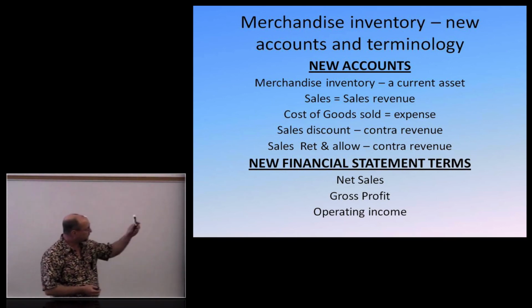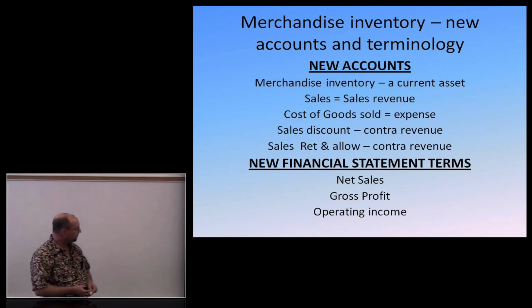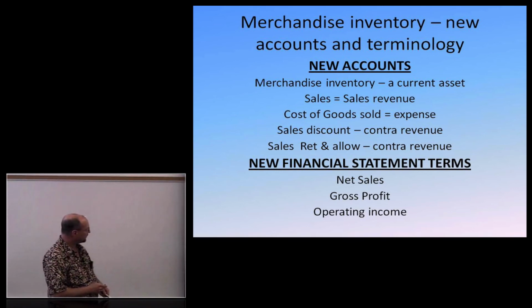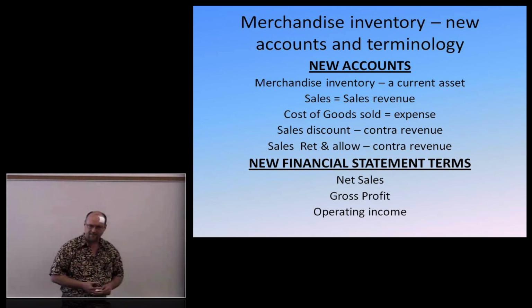Okay, and so we have several new accounts and some new financial statement terms that we're going to introduce this chapter. First, we have merchandise inventory. I don't know if you can see my little infrared dot there, probably not. This is a current asset.